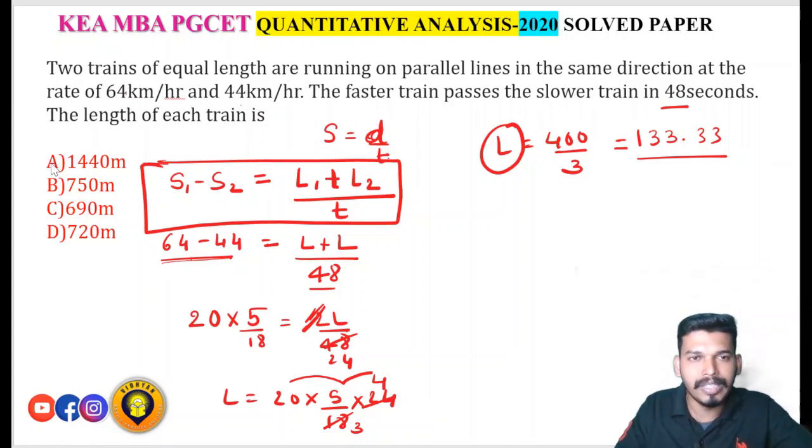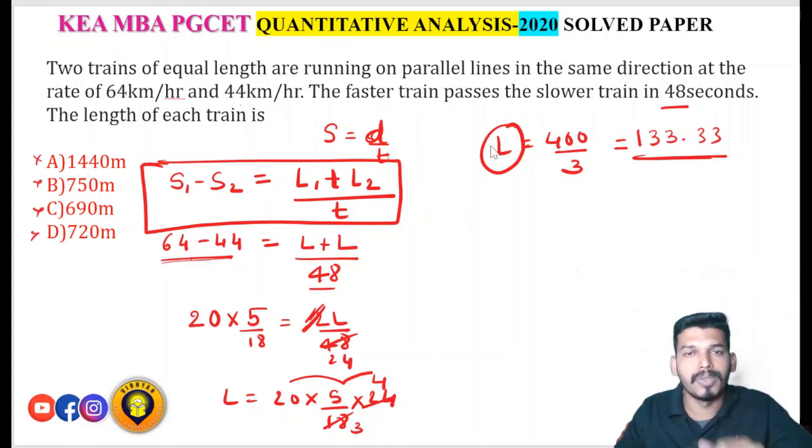Therefore, even in the options you do not have this answer, due to some error in the question. There is a slight mistake in the numbers, therefore you are not getting the answers mentioned in the options. The actual answer will be 133.33, but this was a grace marks question at that time. So all these options are wrong, but you understood how to solve.